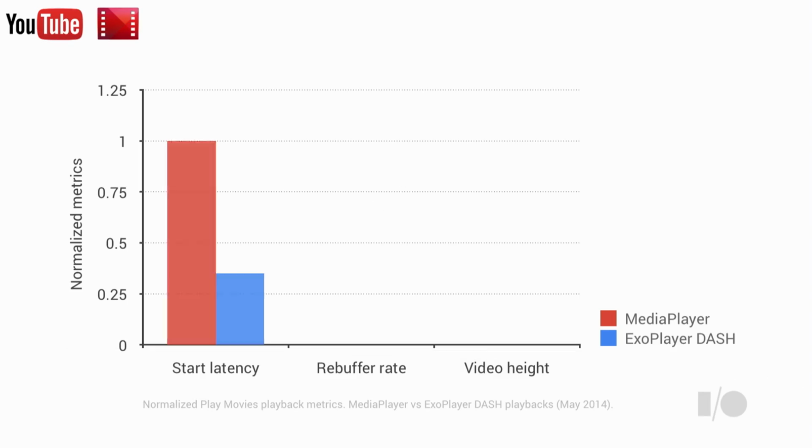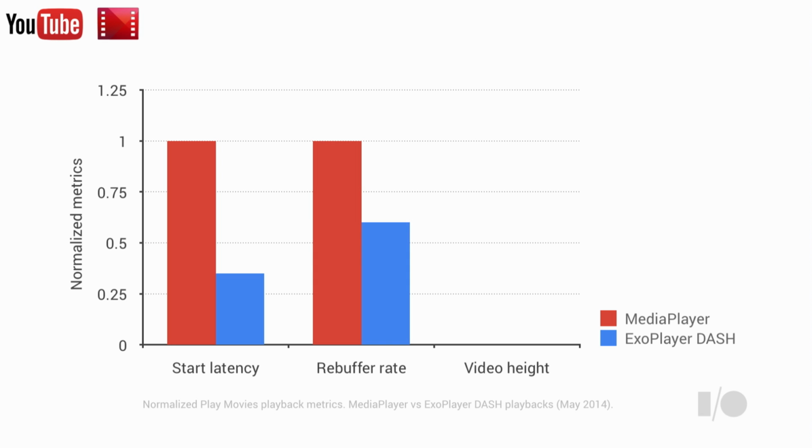In terms of why you should want to do this, we've been doing this on newer devices for a while now in Play Movies, and we've been seeing some pretty good results. Here are a few. Compared with the old way of doing things using Media Player, we find that with ExoPlayer DASH playbacks, we can shave 65% off startup latency, the initial buffering spinner before the video starts playing.